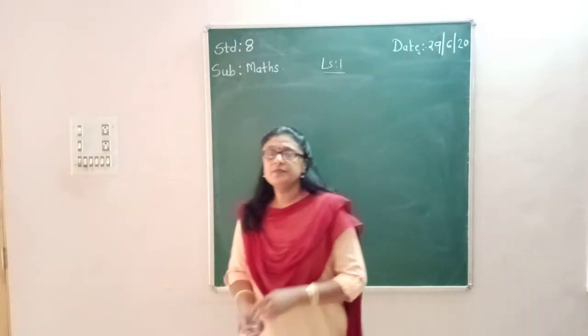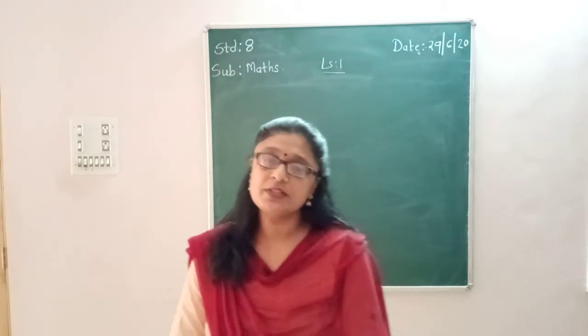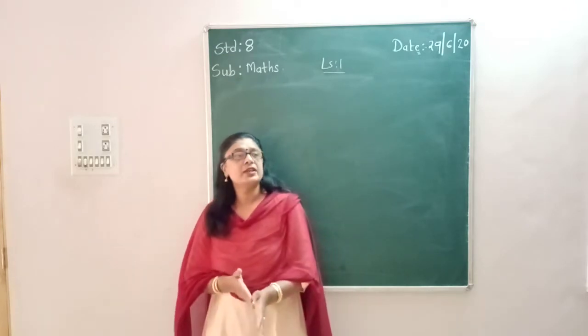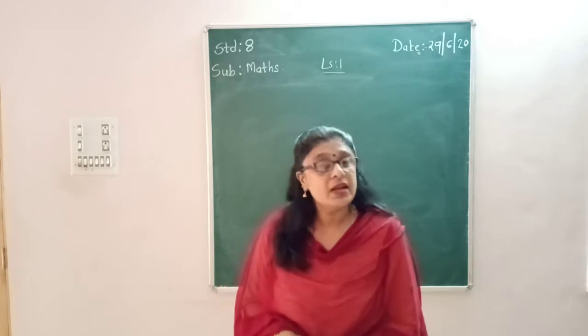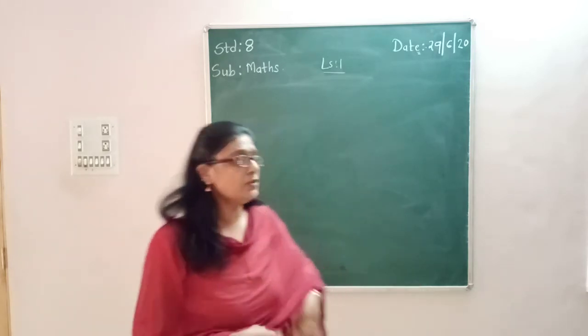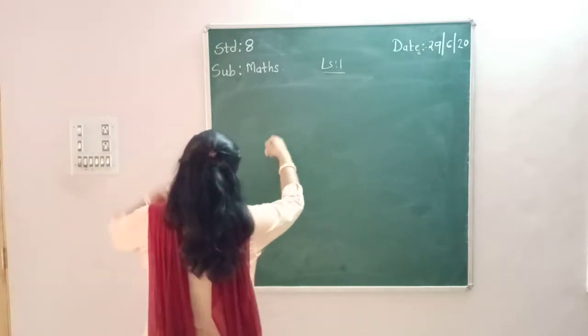Good morning, children. In the last period, we discussed how you have to plot the rational numbers, right? What we discussed is when the numerator is smaller than the denominator, that number lies between 0 and 1. Okay? Now, suppose I give you this number.